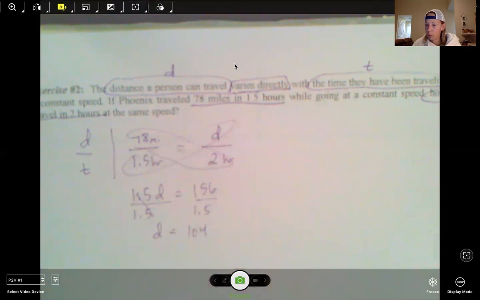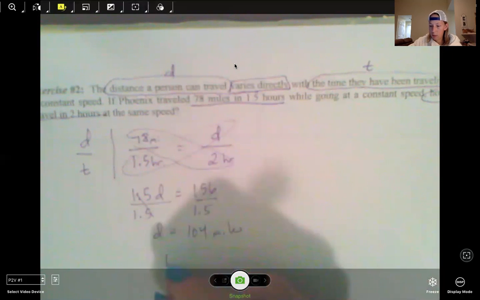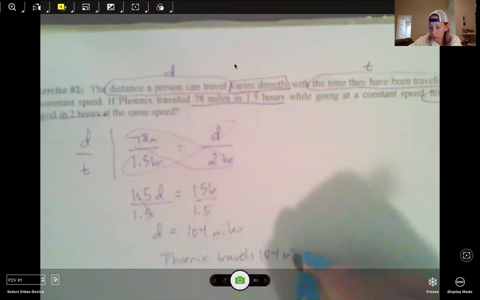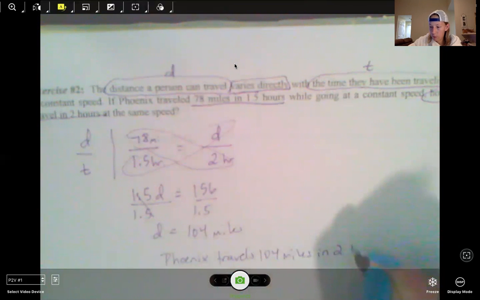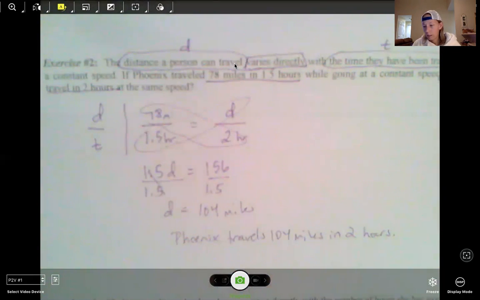And here's the difference with word problems. They have a context to them. So when we answer them, we can't just leave a number. We have to say what this is. Well, if it's representing distance, our distance was given in miles. So our answer is miles. So we would say Phoenix travels 104 miles in 2 hours. So that's an example of one word problem.